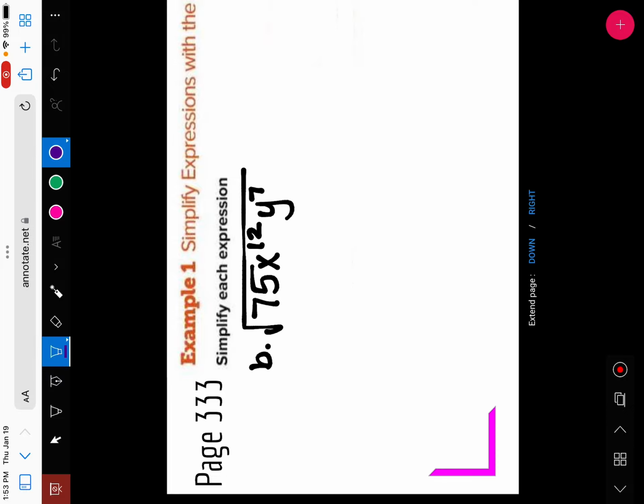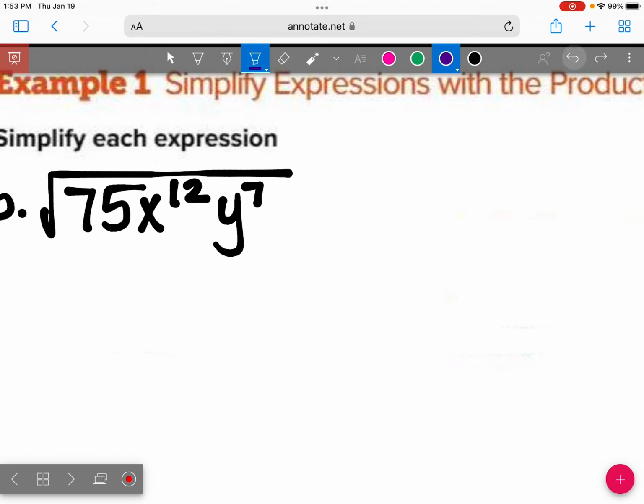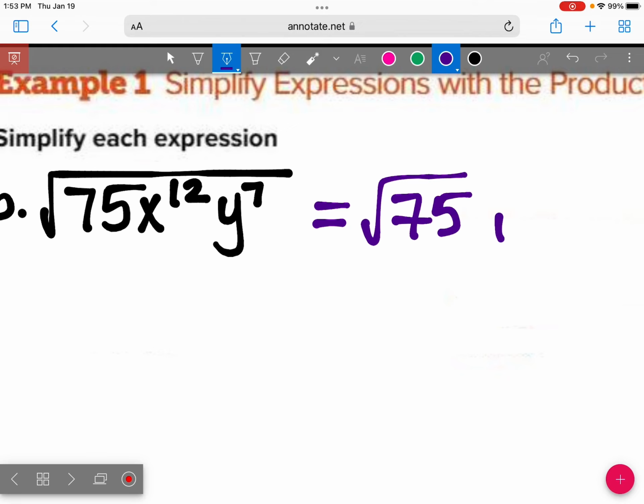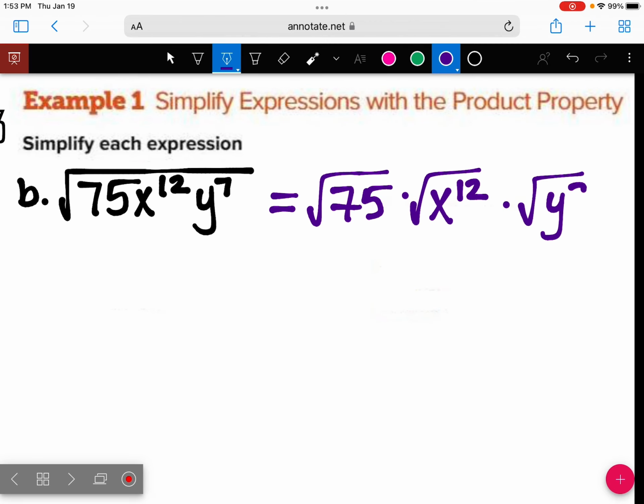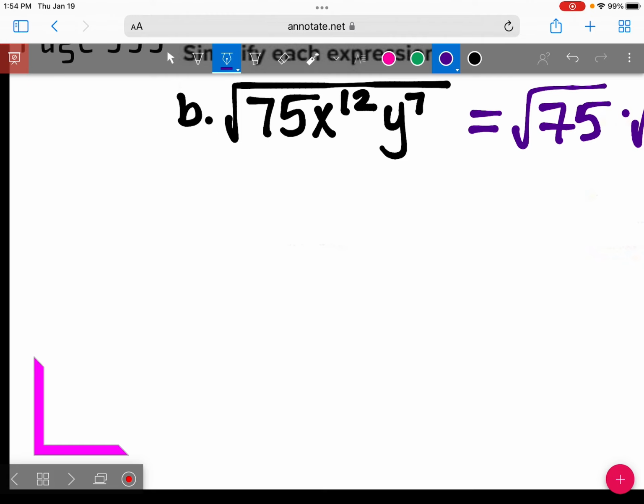So, what's our first step? Separating. We can separate this into 3 beautiful parts, right? We've got the square root of 75 times the square root of x to the 12th times the square root of y to the 7th. 75, is that a perfect square? No, it's not. So what we can do is birthday cake it. All right? So what can I pull out? What prime factorizations can I pull out? 5. 75 divided by 5 is?